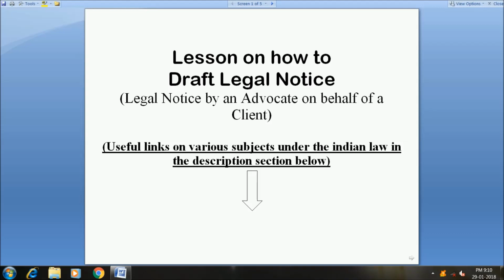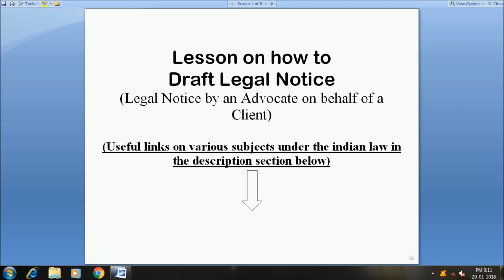A legal notice is essentially, as I've previously pointed out, a notice that is sent by an advocate on behalf of a client. There is no mandate of law that a notice has to be sent by a client only through an advocate. A person can also send a notice on his own accord without the assistance of an advocate. That also is permitted under law, but then again, it would not be a legal notice altogether.